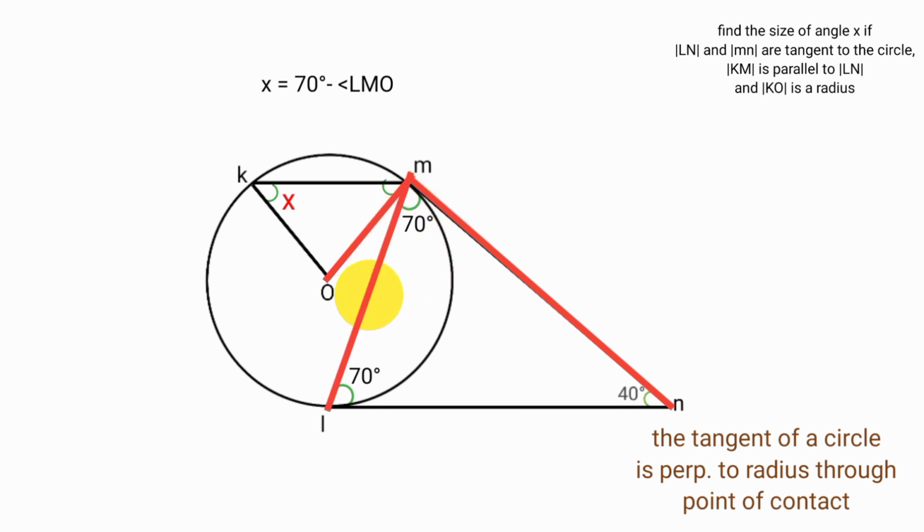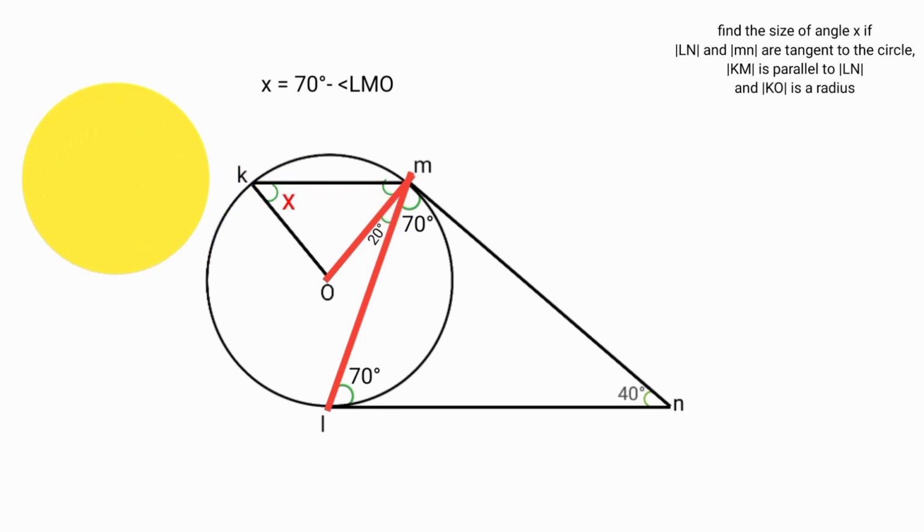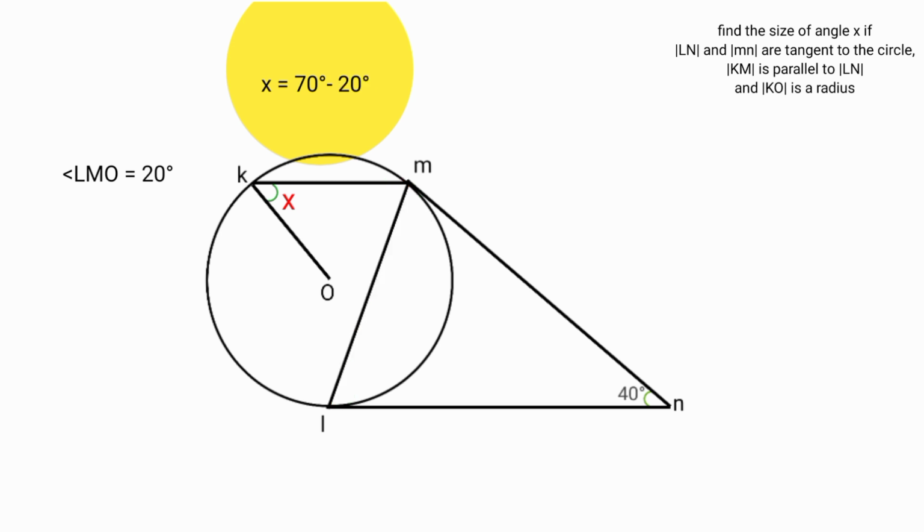But this line LM here has divided the angle into two parts, this and this here. So since this is 70 degrees, this must be 90 degrees minus 70 degrees, which equal to 20 degrees. So now we found angle LMO to be 20 degrees. We can substitute it here now to find X. We have X equal to 70 degrees minus 20 degrees, which is 50 degrees. So X equal to 50 degrees.